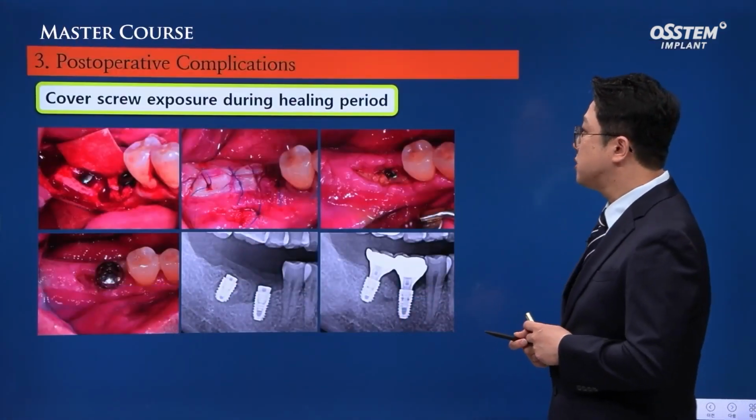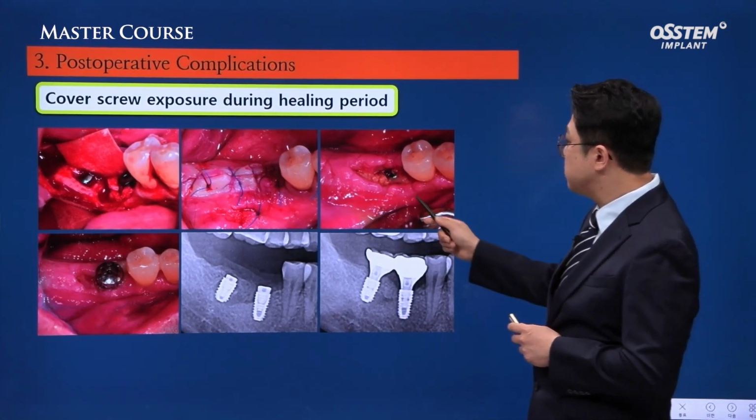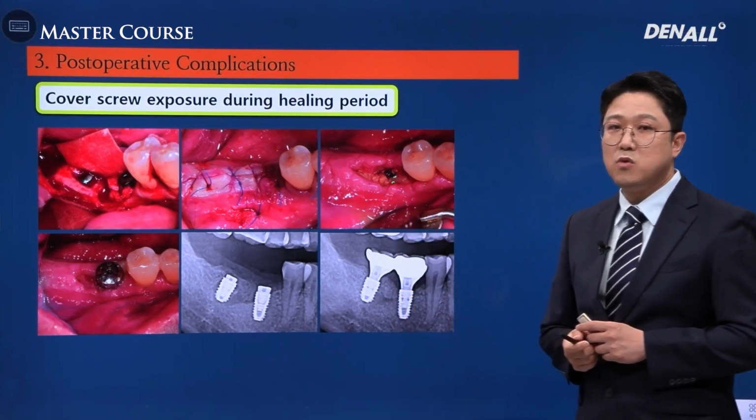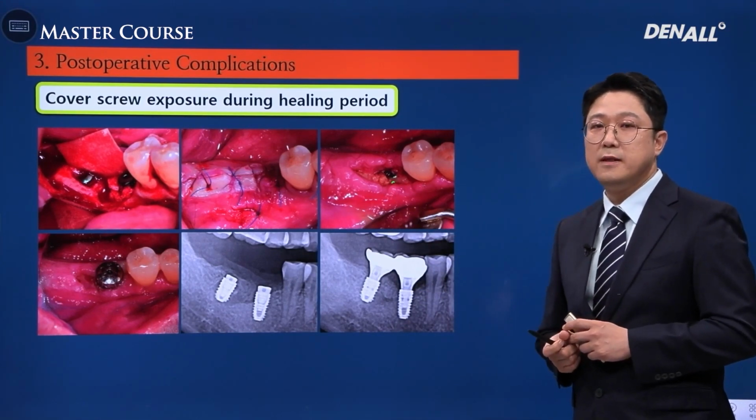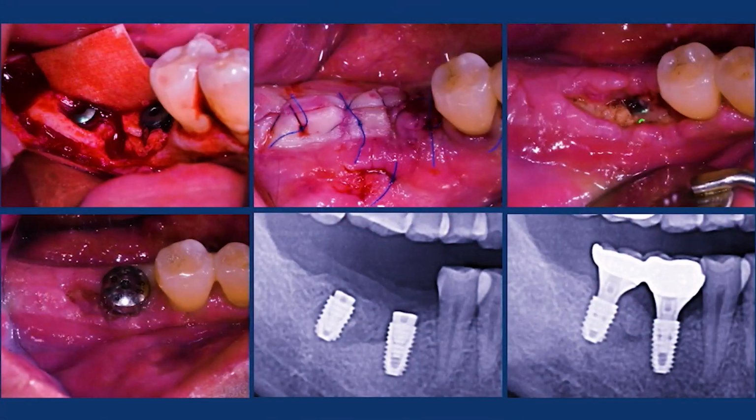Next is a situation where the cover screw is exposed. This is a problem. When you come across these kinds of situations, you feel baffled. The best way to respond is, if the primary stability was good, you need to connect a healing abutment. If primary stability was not good, you need to do dressing and make a decision whether you're going to continue on with the situation or to wait for soft tissue healing.